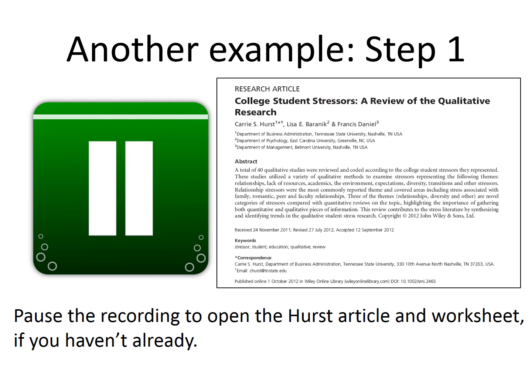The Hearst article is an example of a very different type of operational definition. If you haven't already opened the Hearst article and worksheet, please pause the recording and do that before moving on.